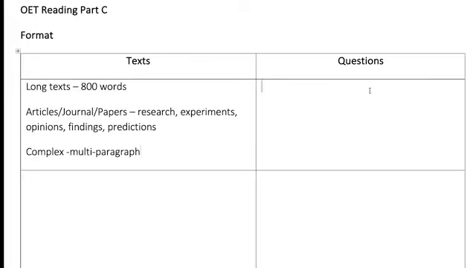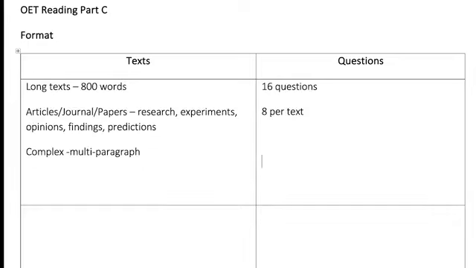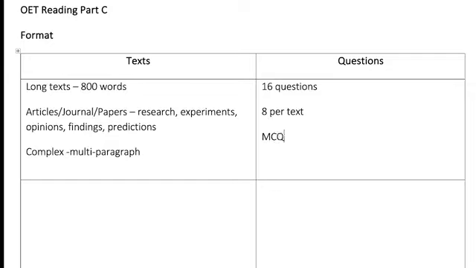Now, in terms of the questions, you're going to have about 16 questions, and that's 8 per text, and they are multiple choice questions with 4 options. MCQ4, multiple choice questions with 4 options.